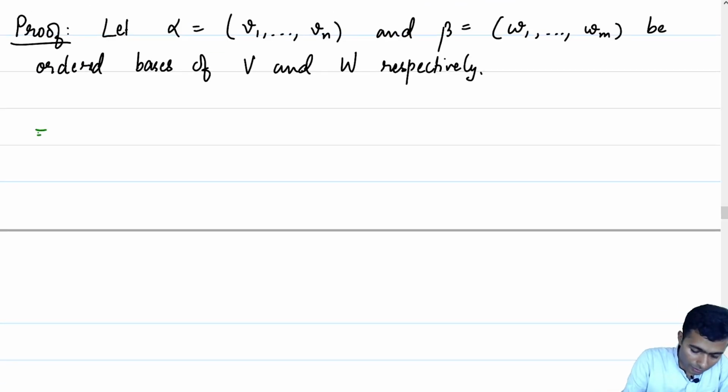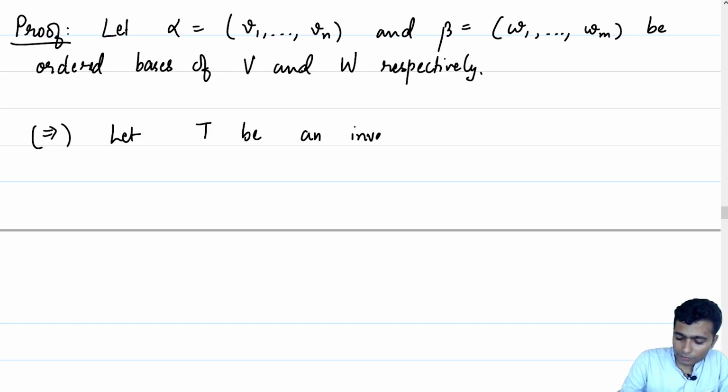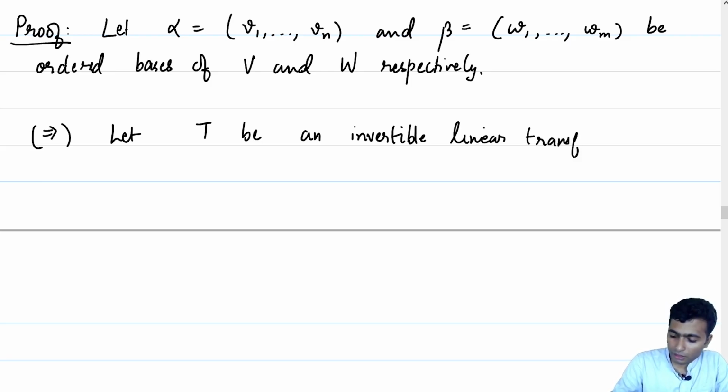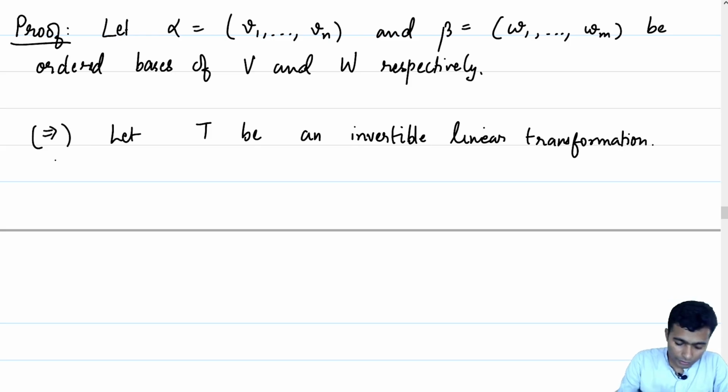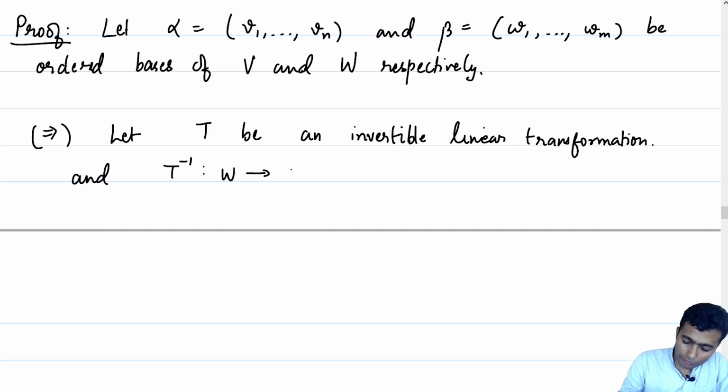So let T be an invertible linear transformation. What does it mean to say that a linear transformation is invertible? It means that there exists an inverse, and we know that the inverse is unique. Suppose T inverse from W to V is its inverse.